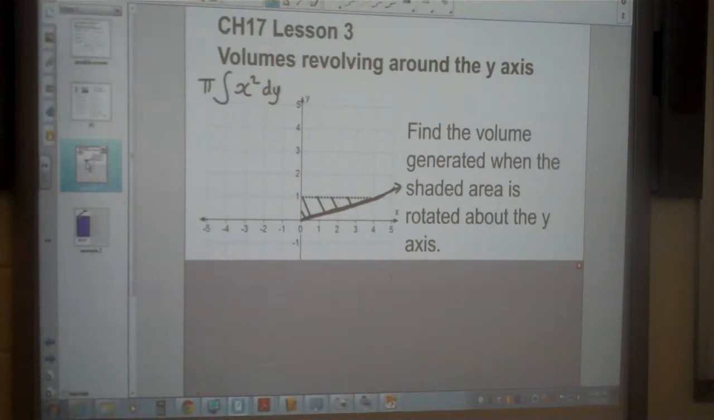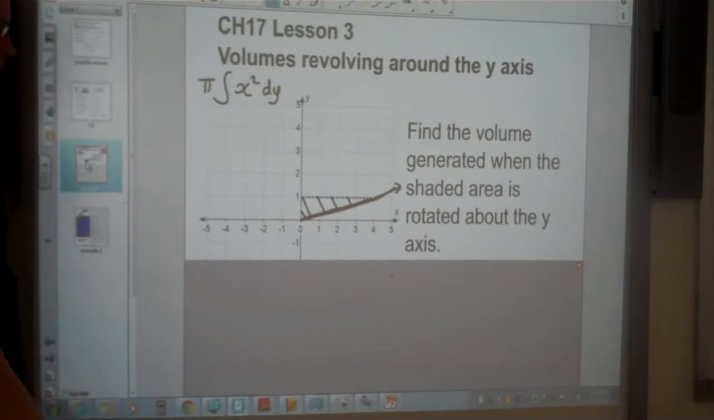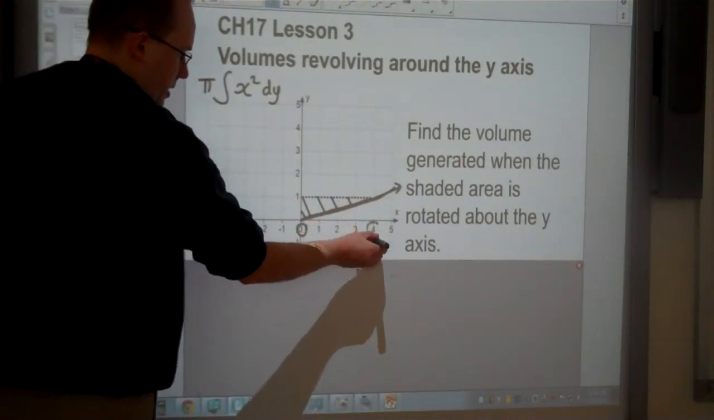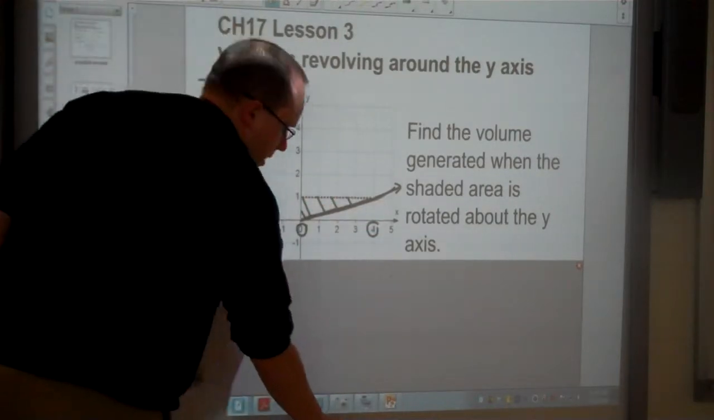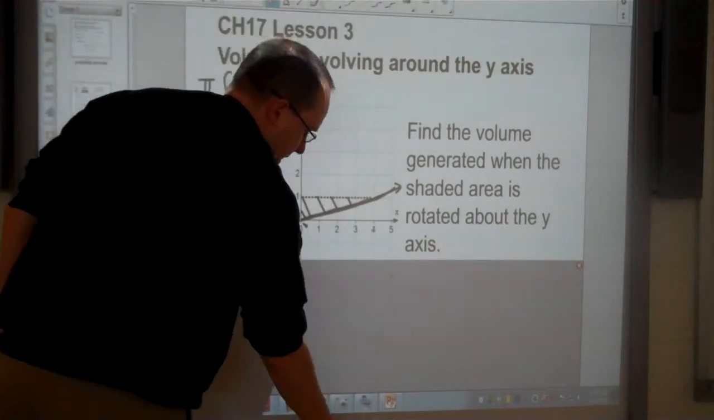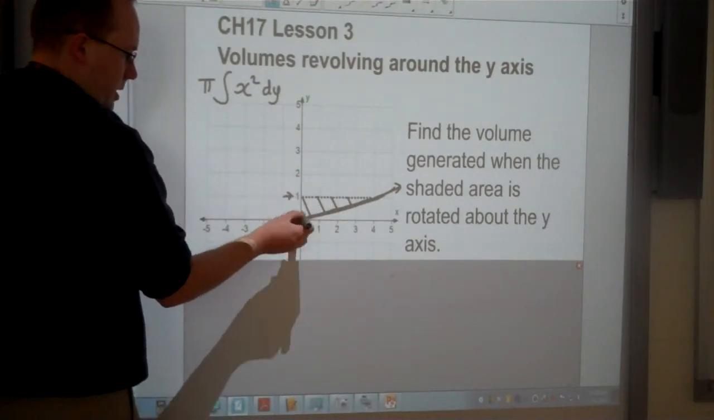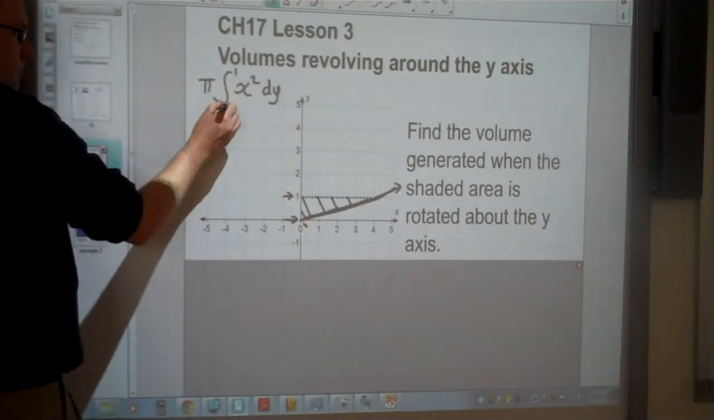Now there's a couple of extra things with this question. With revolving around the y-axis, we have to look at the y limit. On a previous question we probably would have said it was 0 to 4 looking at the picture, but that's because we were revolving around the x-axis. As we're revolving around the y-axis this time, we look at the y limits, so 0 and 1.